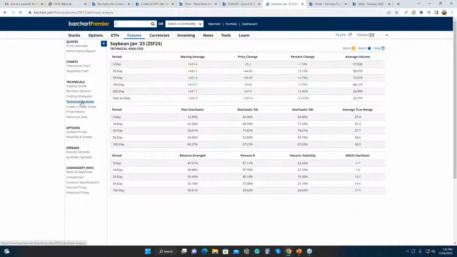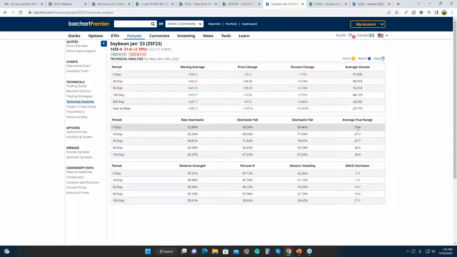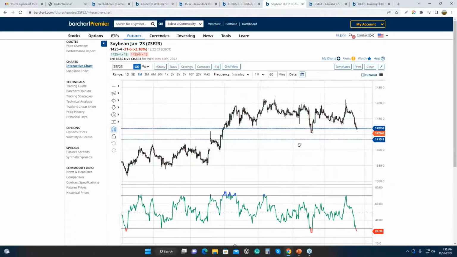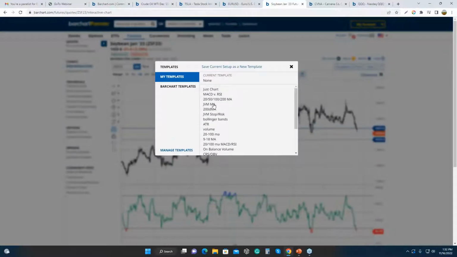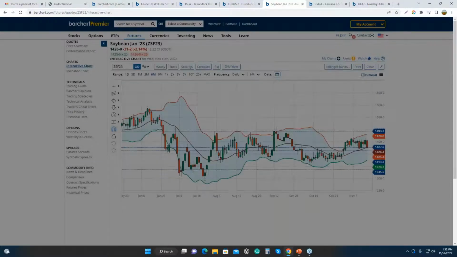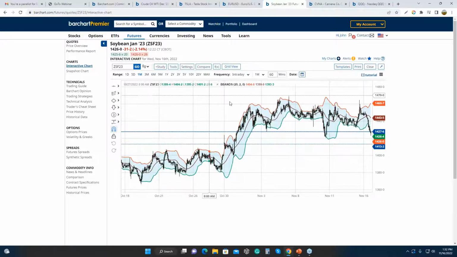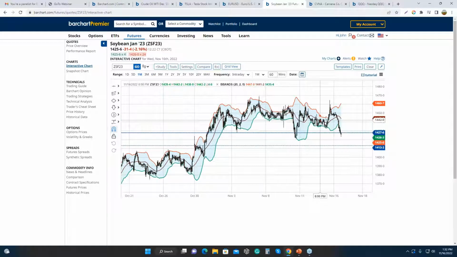Now, let's go back and look at soybeans. You can see their average true range here is around 27 cents. Let's go back to our chart and go back to our Bollinger Bands. Let's go to our lower time frame. And what do we see?